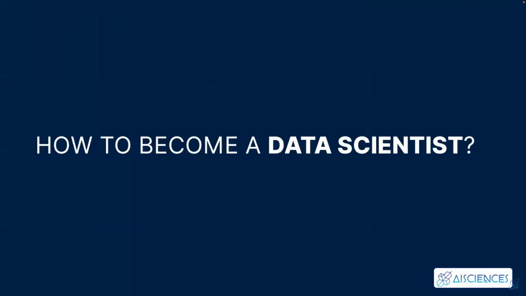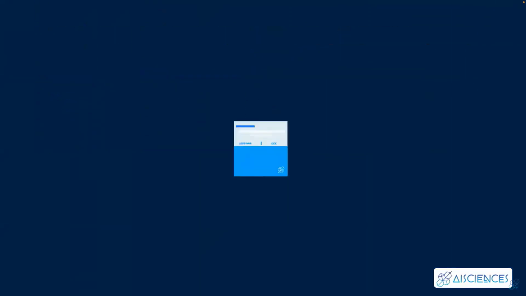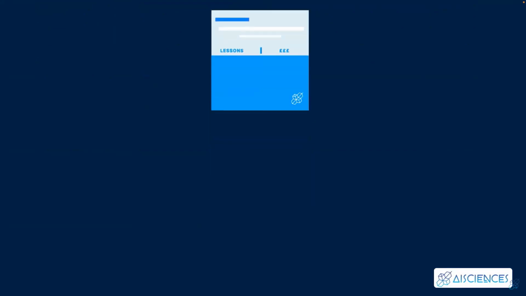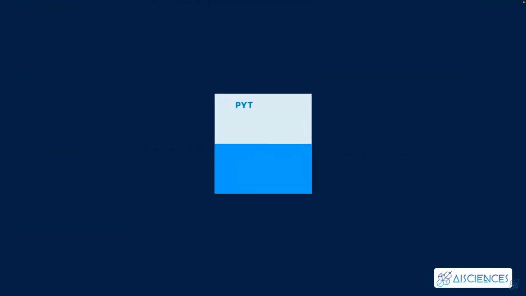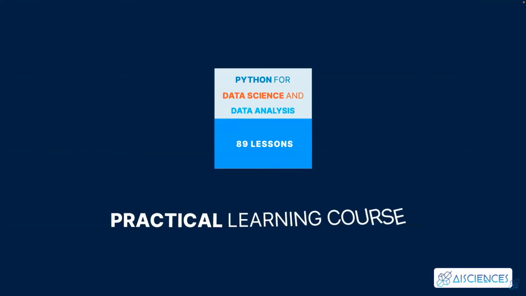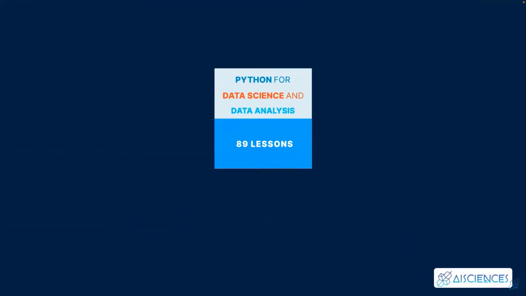How to become a data scientist? Well, we have 3 data science courses on the AI Sciences courses on Thinkific platform that you can pursue. A. Python for Data Science and Data Analysis, 89 lessons. In this practical learning course, you will learn the basics of Python, NumPy, Pandas, Matplotlib, Seaborn, Bokeh, and Scikit-learn.